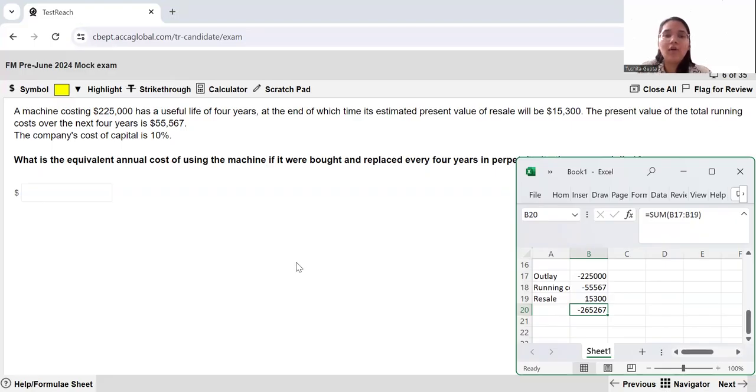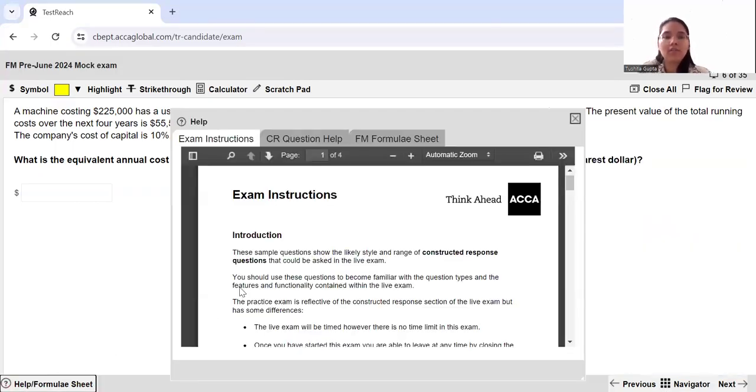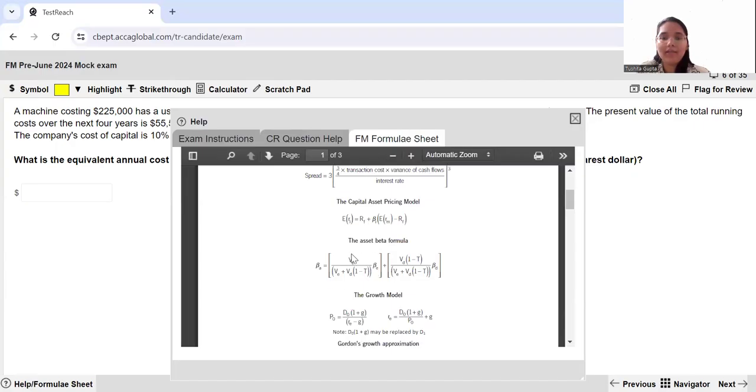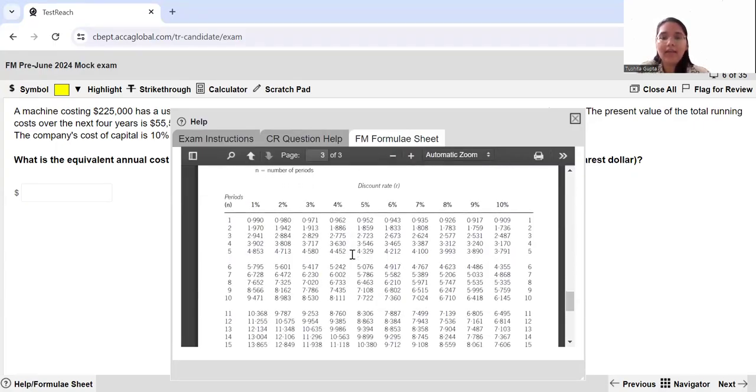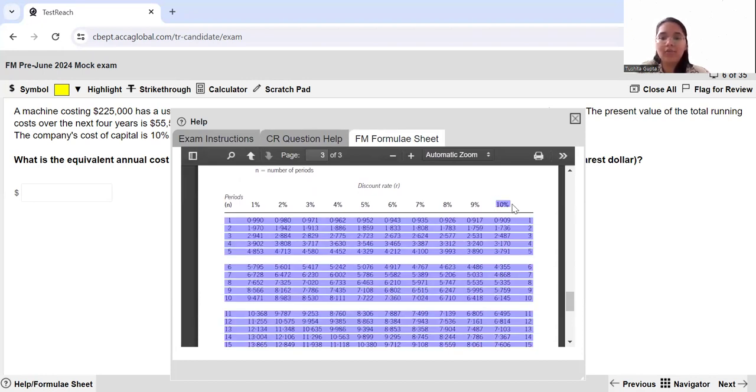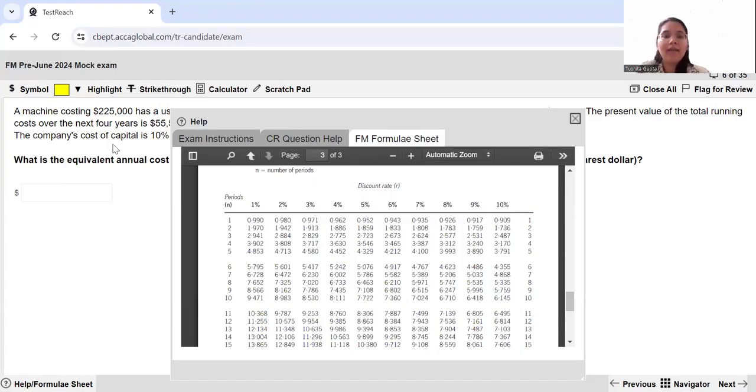Now, to calculate your annual equivalent cost, you essentially need to find out the annuity factor, and you divide this value by that annuity factor, and you will have your annual equivalent cost. So let us go to the formula sheet where you have the tables. Moving to the annuity table, 10% is the cost of capital which has been provided. So I immediately turn to 10%. Over here, my period is 4 years. So 10%, 4 years, you find the annuity factor as 3.170.